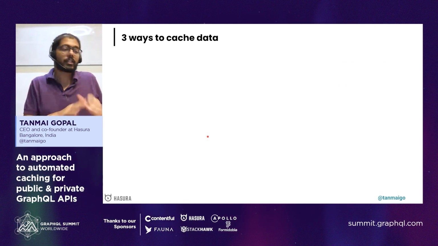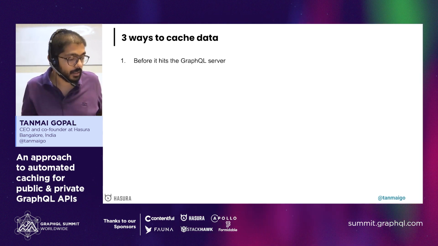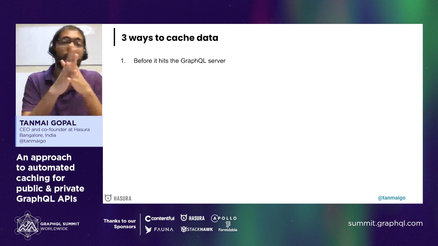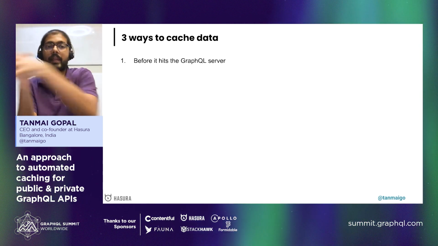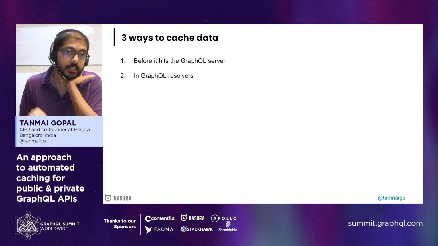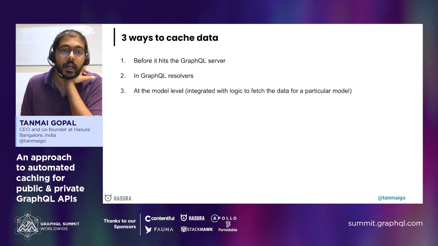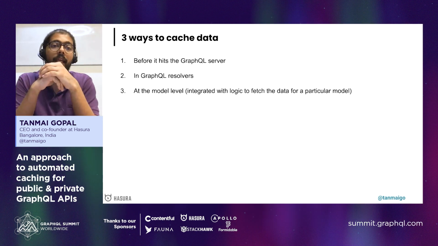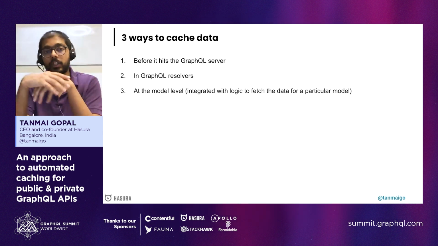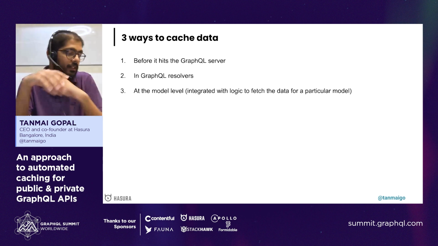Now let's talk about 3 ways to cache data with GraphQL, right? The first method is that we can cache data before it even hits our GraphQL server or before it hits the GraphQL query processing pipeline, right? Second, you can cache the data inside resolvers, where those particular bits of the GraphQL query are being processed. And third is that you can integrate or automate caching so that the caching mechanism hooks into the model level logic, which is integrated with the data fetching logic of that particular model.